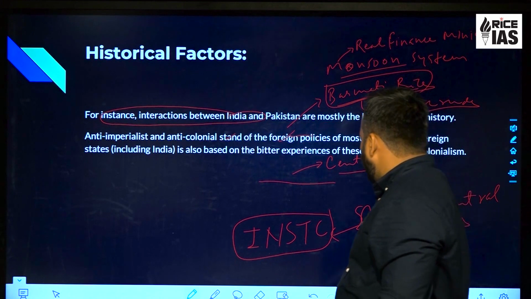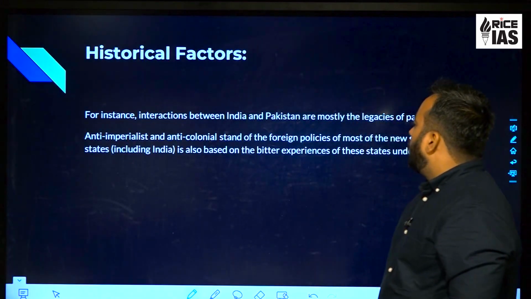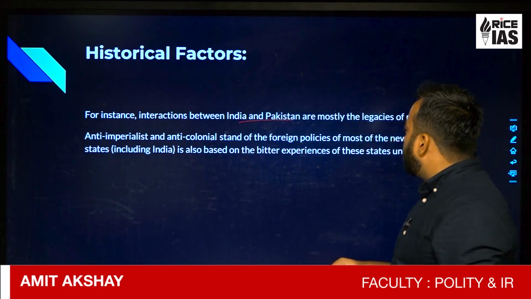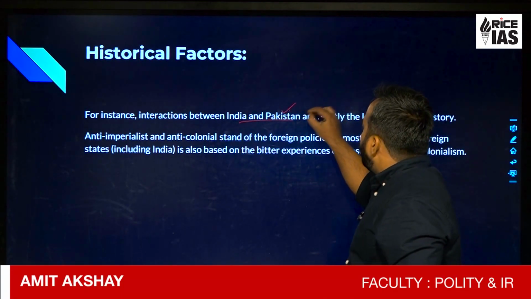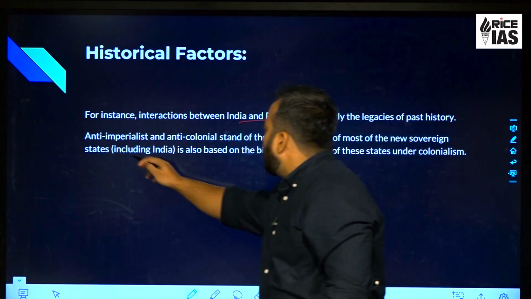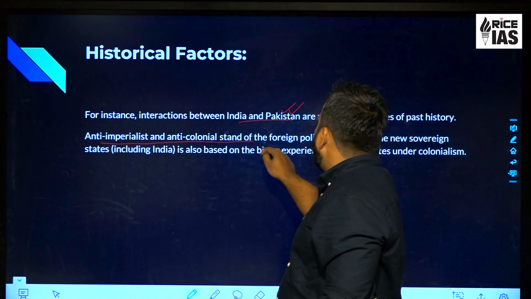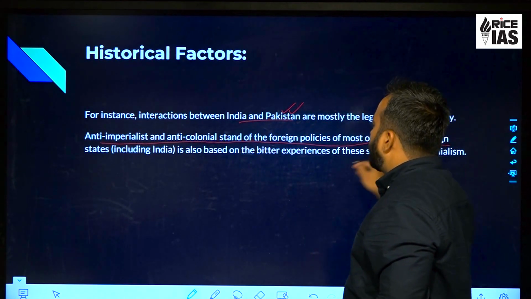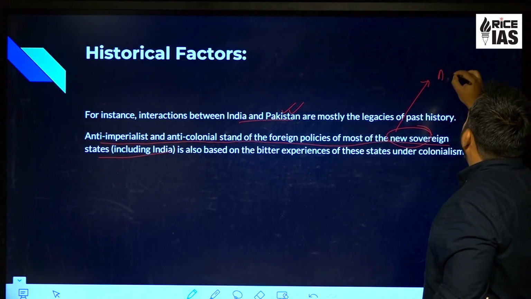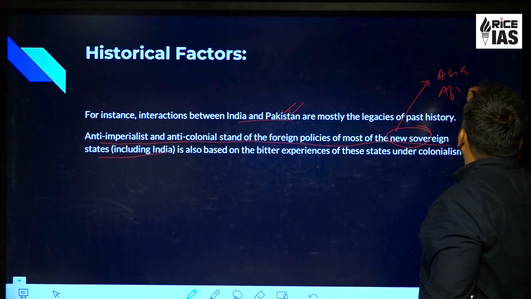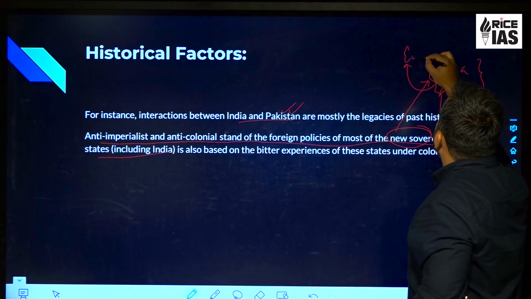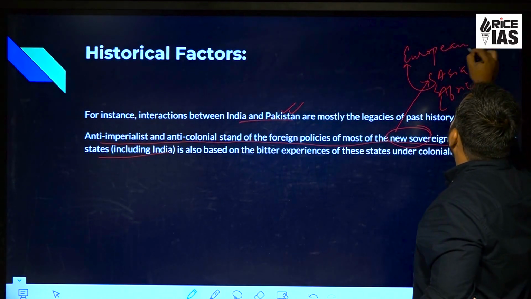Historical factors. India, Pakistan. In fact, we will look at historical factors in some more detail a little later in our lecture. Anti-imperialist and anti-colonial stand of foreign policy of new sovereign states, including India. These new sovereign states were mostly in Asia and Africa, who were governed by the European powers.